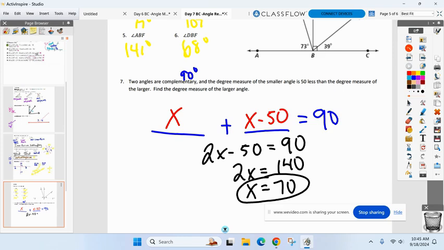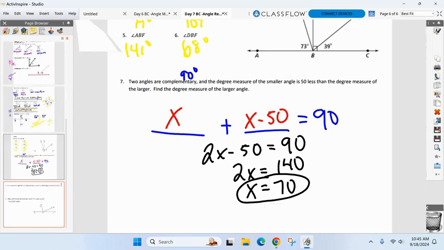Did anybody do x and x plus 50? Where 2x would equal 40 and x would equal 20, but that's your smaller angle now instead. You could have done it that way, and then add 50 to it. We're all good? All right, this one's really going to probably knock your socks off here.